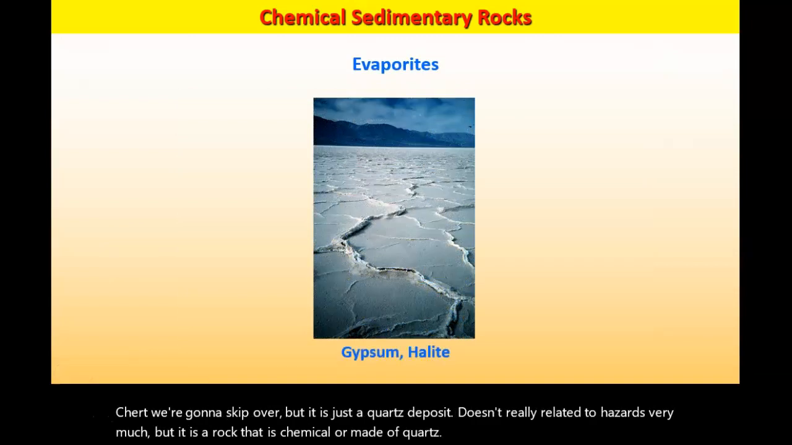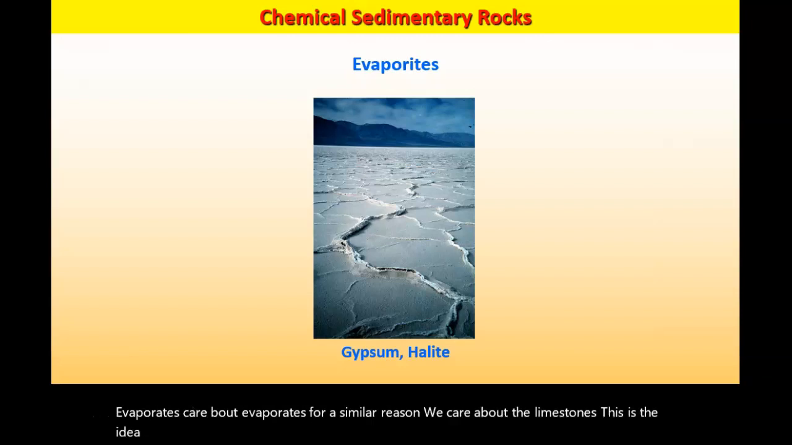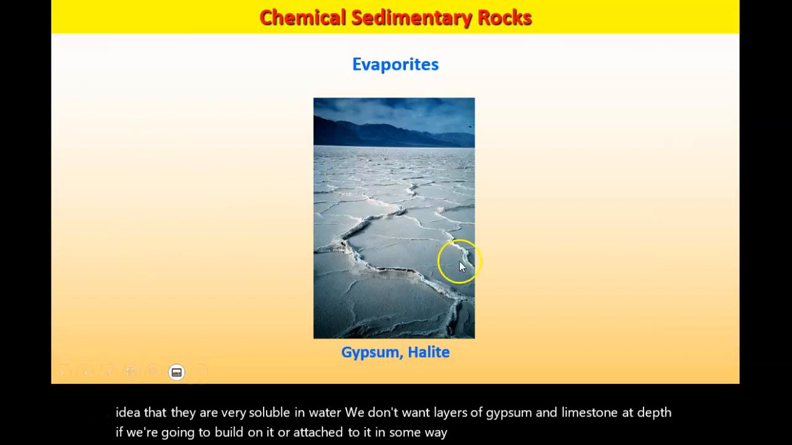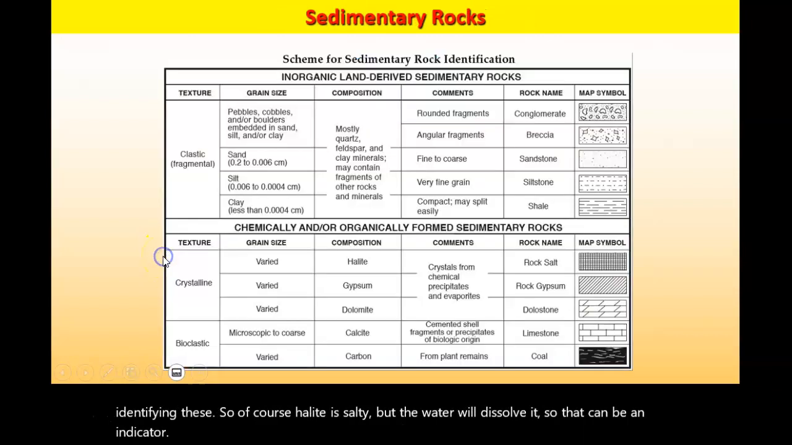Evaporites. We care about evaporites for a similar reason we care about the limestones. This is the idea that they're very soluble in water. We don't want layers of gypsum and limestone at depth if we're going to build on it or attach to it in some way. So we have to be concerned about identifying these. So of course halite is salty, but the water will dissolve it, so that can be an indicator. And so that's why we care about evaporites.